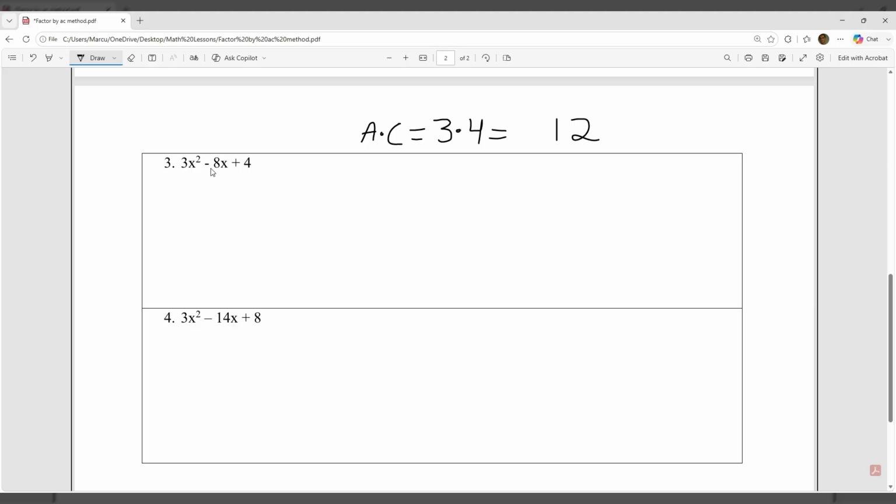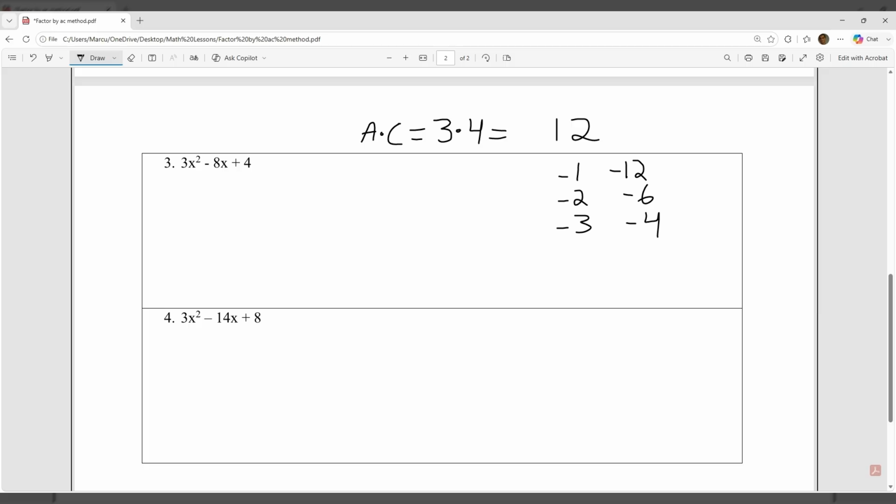However, notice the middle is no longer a positive number. It's negative. That means both numbers have to be negative, because negative times negative makes positive. And a negative added to another negative is a bigger negative number. So factors of 12, you have negative 1, negative 12, negative 2, negative 6, negative 3, negative 4.